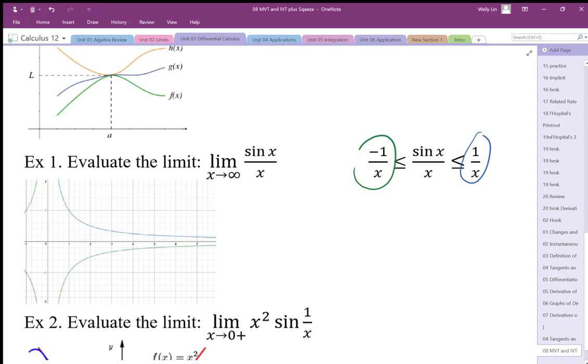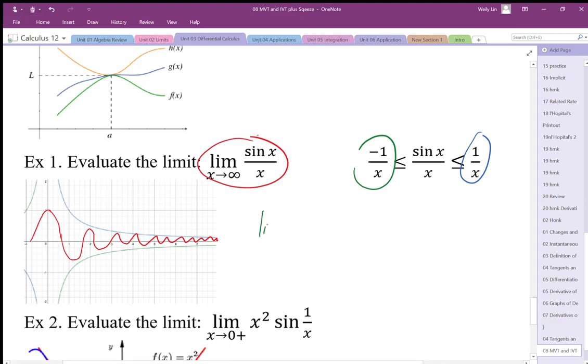So it looks like this, and I'll show you the graph of this. It's going to go like this, and basically get squeezed in there at 0 as it goes out to infinity. So what we can do then is just say this. We know that the lower limit, the limit as x goes to infinity of -1 over x, equals 0.